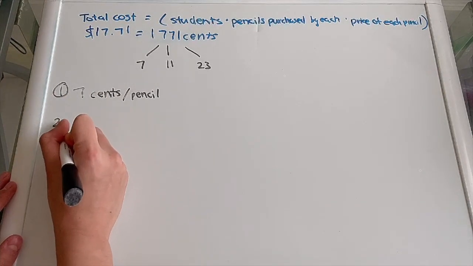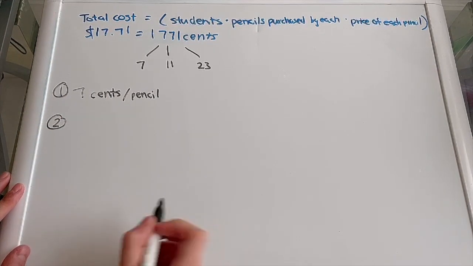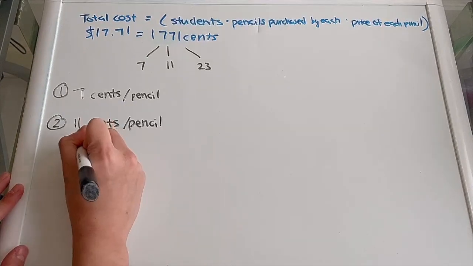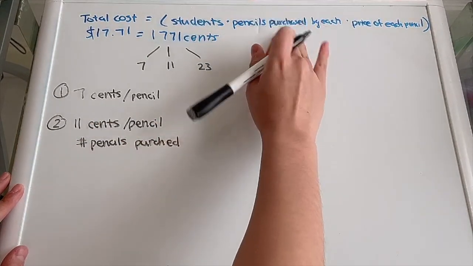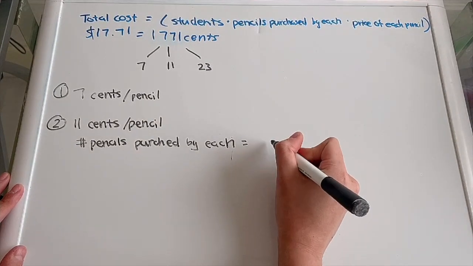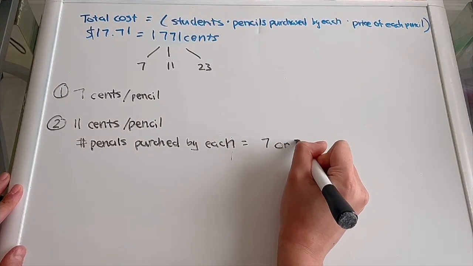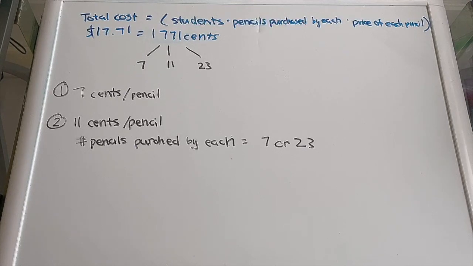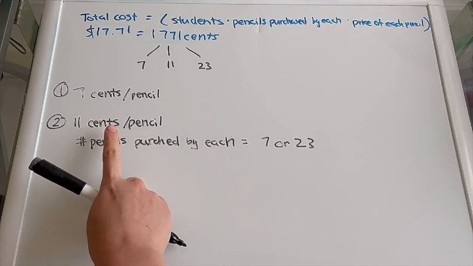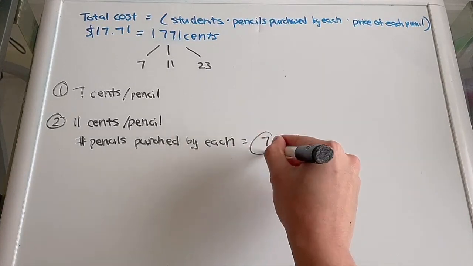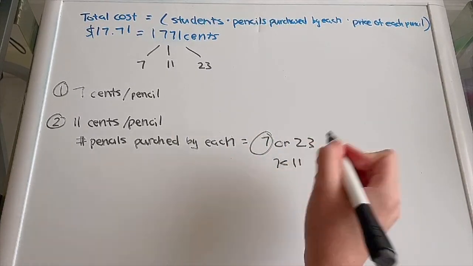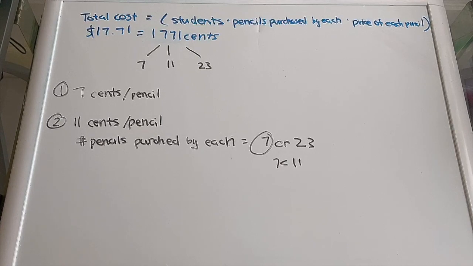Now, looking at the second case, if the price of each pencil is 11 cents, then the number of pencils purchased by each, which is the second one right here, equals either 7 or 23. The cost of a pencil has to be greater than the number of pencils each student bought. So it can only be 7 because 7 is less than 11. So therefore it's going to be 7 for this one.